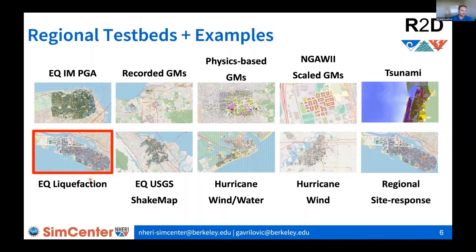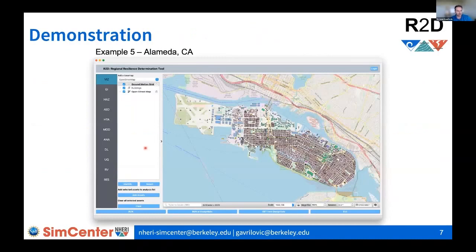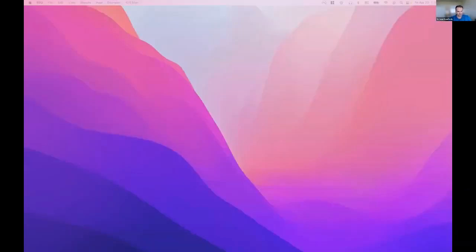And today I'm going to be talking about the Alameda example, which is example number 5, which includes earthquake and liquefaction. And that's the one highlighted right here at the bottom left. So without further ado, I'm going to switch to demonstrations, kind of just a general overview in slides, and I'll show you how R2D looks in real time.